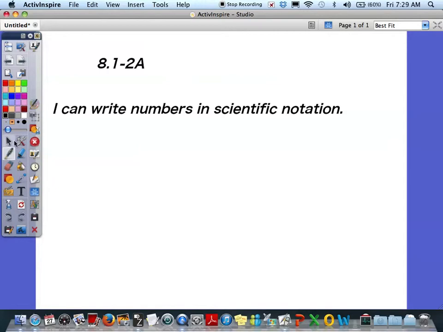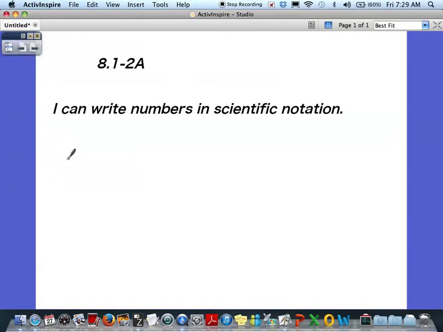What does it mean to write numbers in scientific notation? Scientific notation is a way to write really big numbers in a small way and really small numbers in a big way. It also helps us see information about a number more easily. For example, if I had 63,400,000, that's a pretty big number. All scientific notation is doing is turning a number into a multiplication problem.